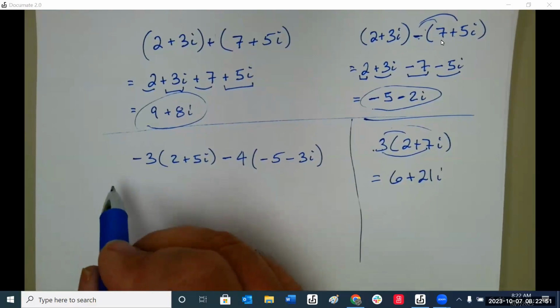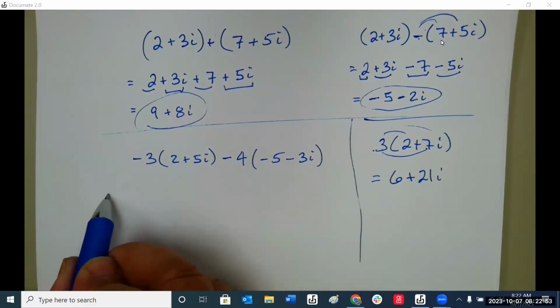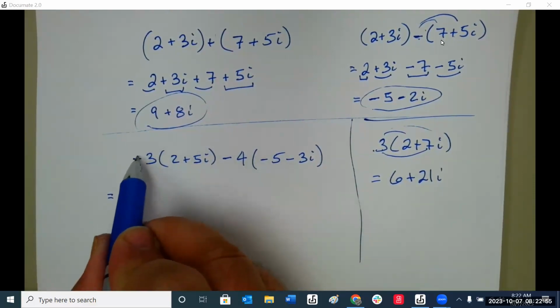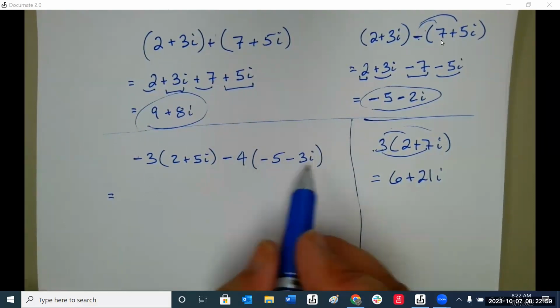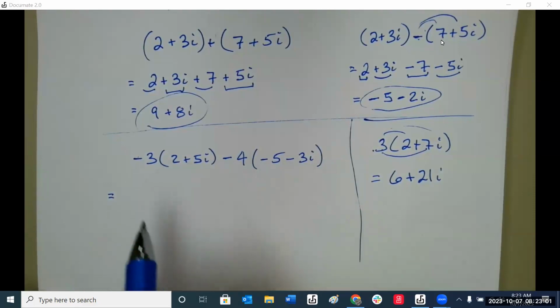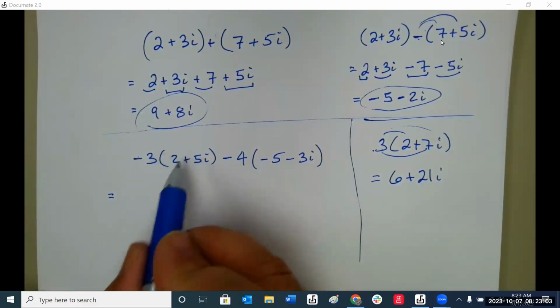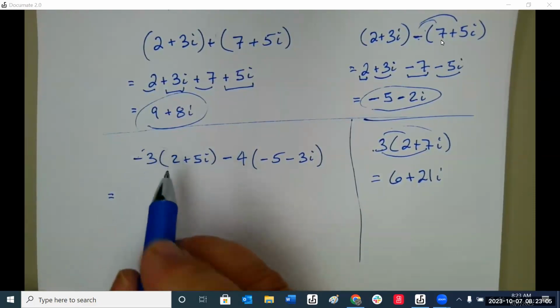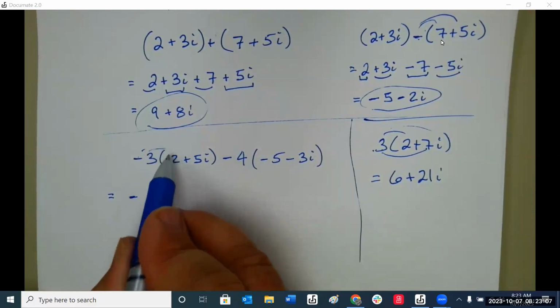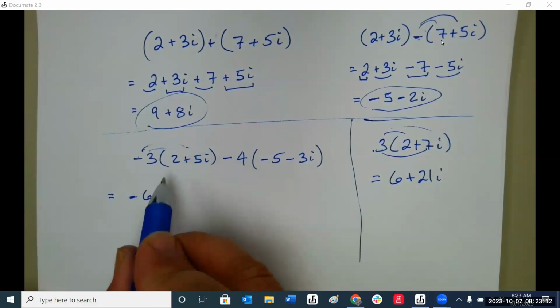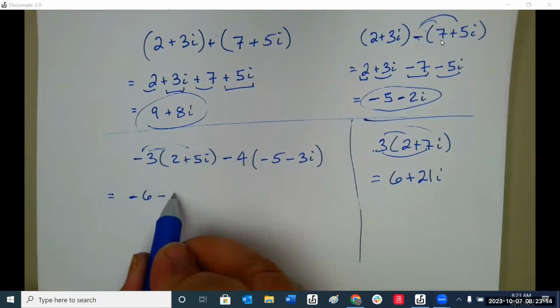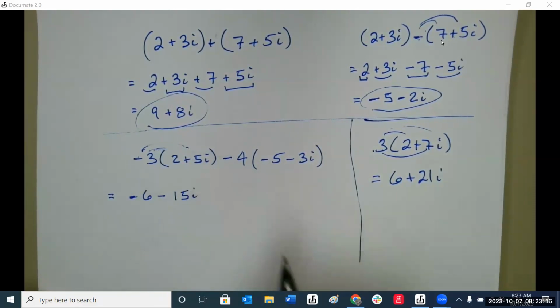All right, so in this one, we have a negative. We have to distribute first by their coefficients. We can't combine them because we have to get rid of the parentheses. We can't do anything inside the parentheses, so we have to get rid of them. Negative times positive is negative. 3 times 2 is 6. Negative times positive is negative. 3 times 5 is 15i.